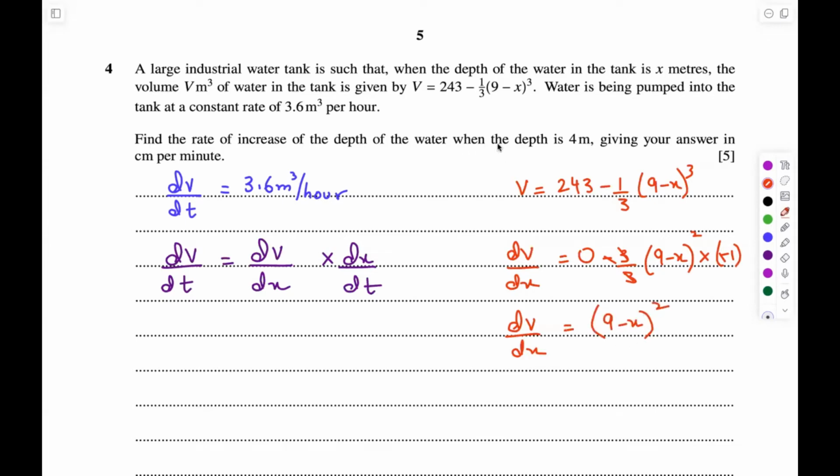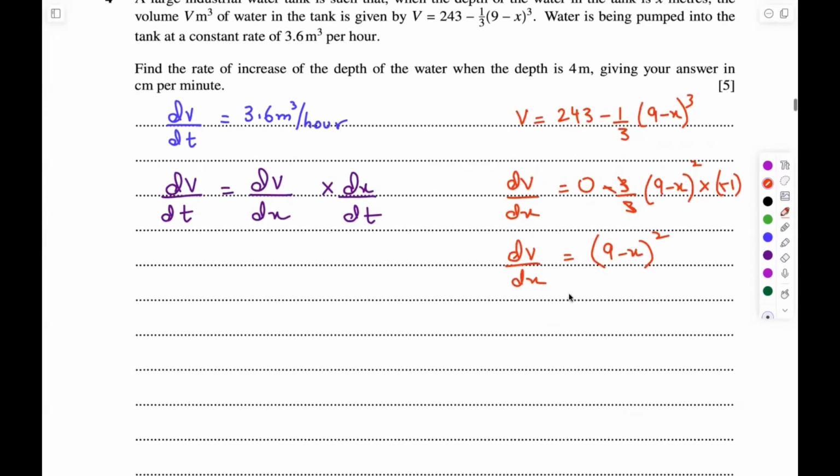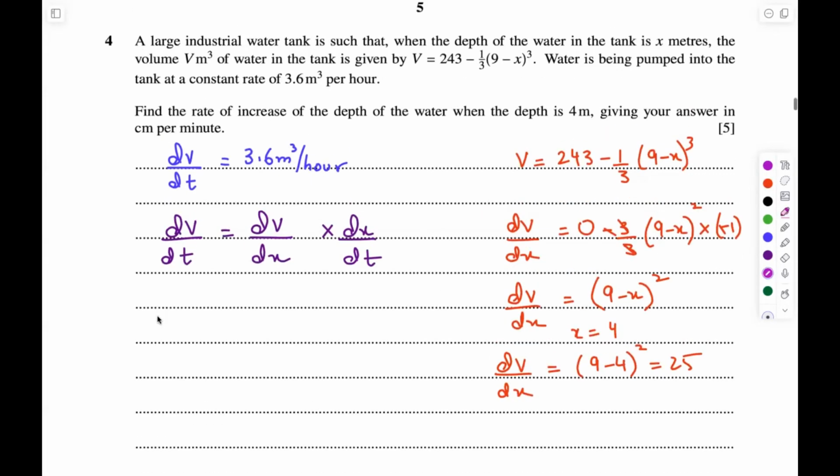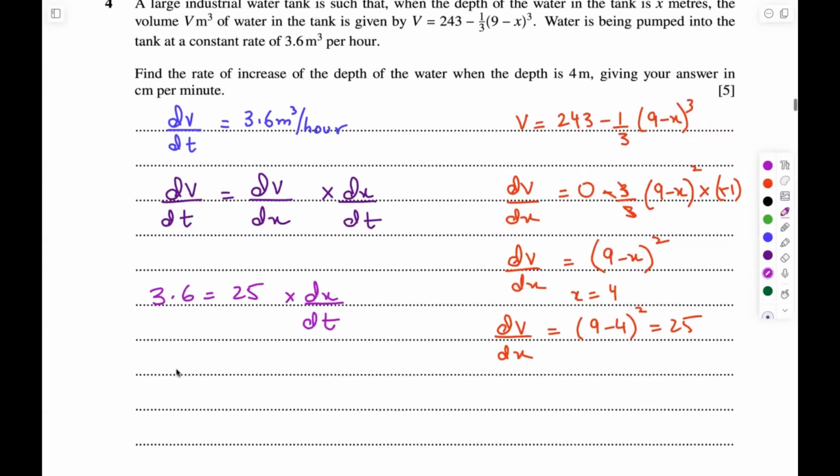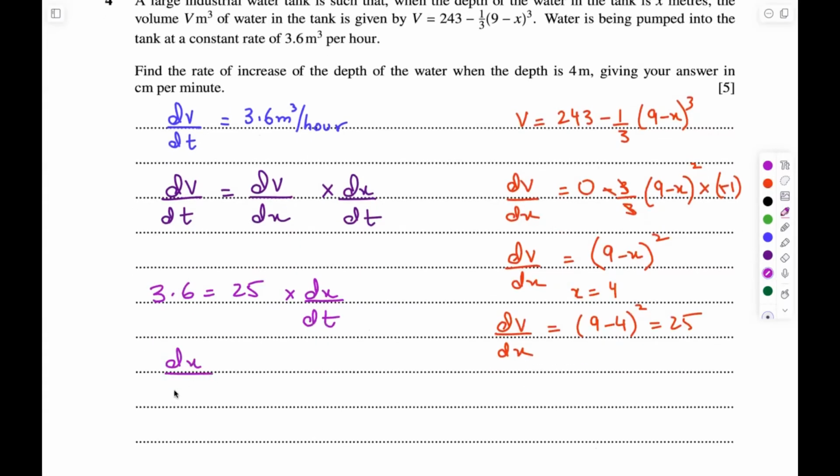And as the depth of the water is 4 meters, we'll write x equals 4. So substituting x equals 4, (9 - 4)^2 will be equal to 25 for the value of dV/dx. Once we have the value of dV/dx, we can write dV/dt, which is 3.6, equals 25 into dx/dt. So dividing 3.6 by 25, dx/dt will be equal to 0.144.